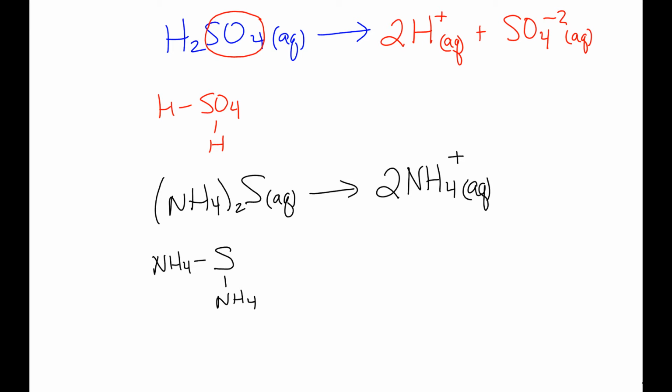And don't forget the aqueous on the side, because if it dissolved, that means each ion is dissolved in the water and is aqueous. Now S, I look up on my periodic table, okay, it is in group 16, which has a -2 charge. Okay? So let's try one more.